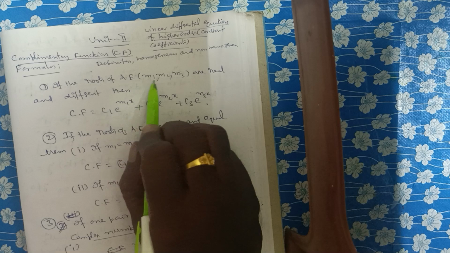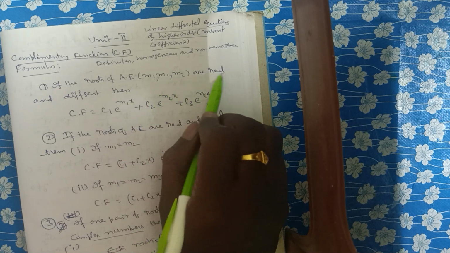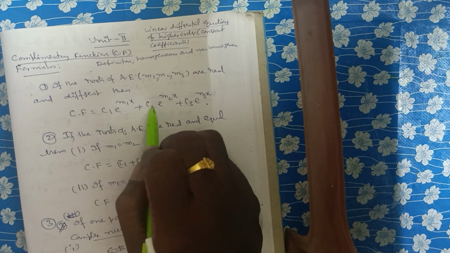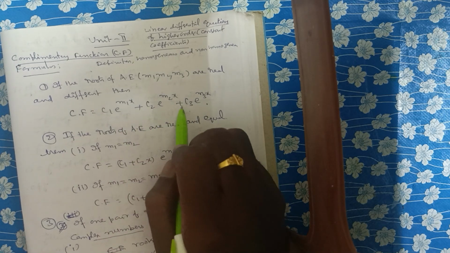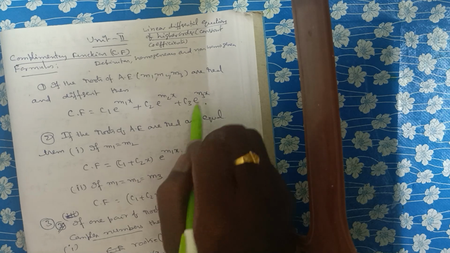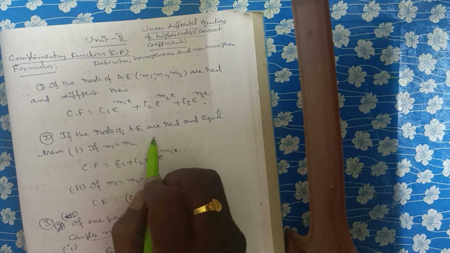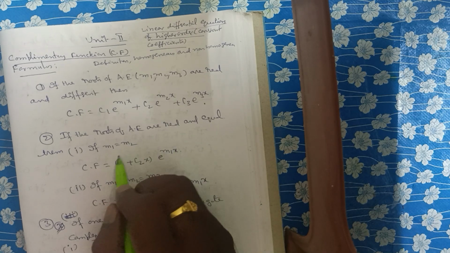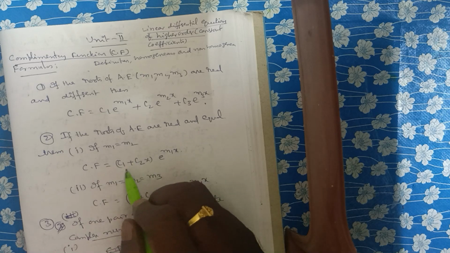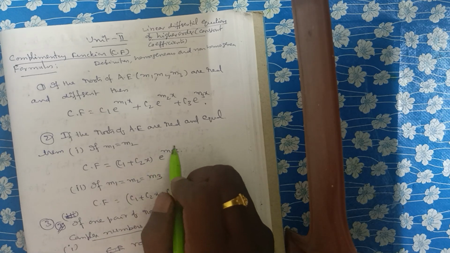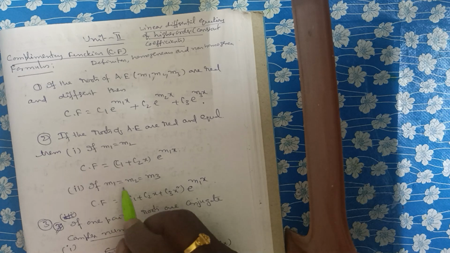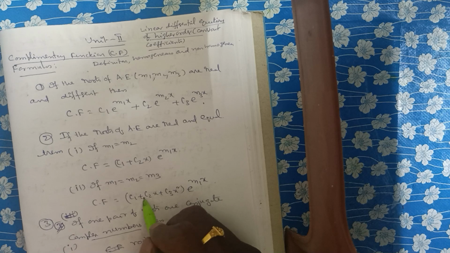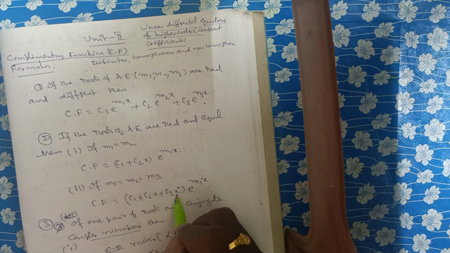If the roots of the auxiliary equation m1, m2, m3 are real and different, then the complementary function is c1 e^(m1 x) + c2 e^(m2 x) + c3 e^(m3 x). If the roots are real and equal, that is m1 = m2, then the complementary function is (c1 + c2 x) e^(m1 x). If m1 = m2 = m3, then the complementary function is (c1 + c2 x + c3 x^2) e^(m1 x).